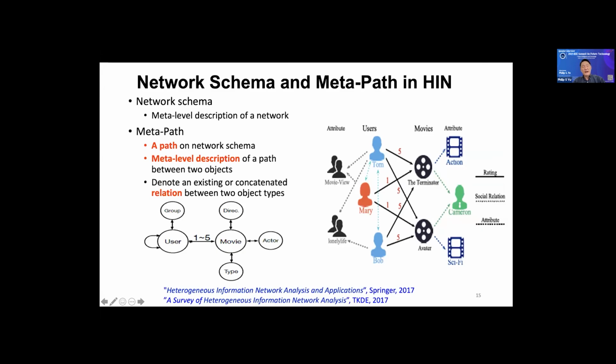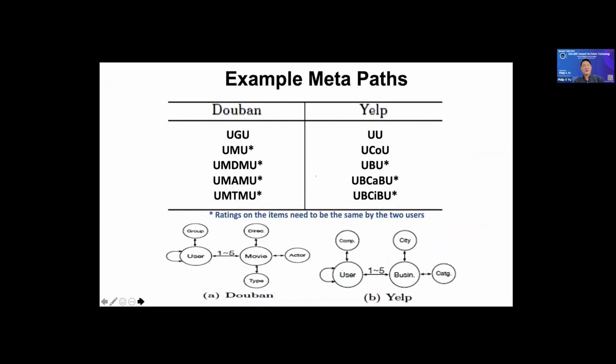So from this schema, we can define a path between the different entity types, and this is really a relationship between the entity types, and it has a very specific semantic. So let's take a closer look. For example, if we go back to this schema, we can see that the meta path UGU means that these 2 users belong to the same group. So this is a specific type of relationship. UMU means user, movie, user, which means just 2 users rate the movie similarly.